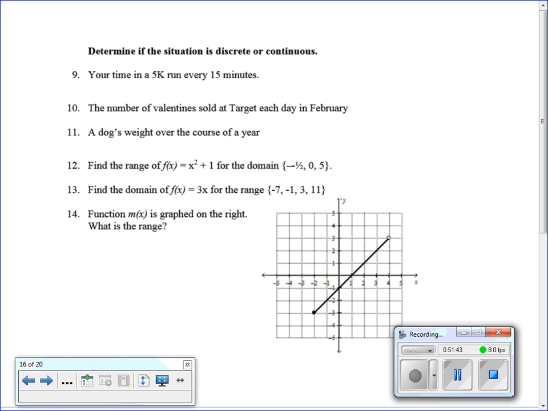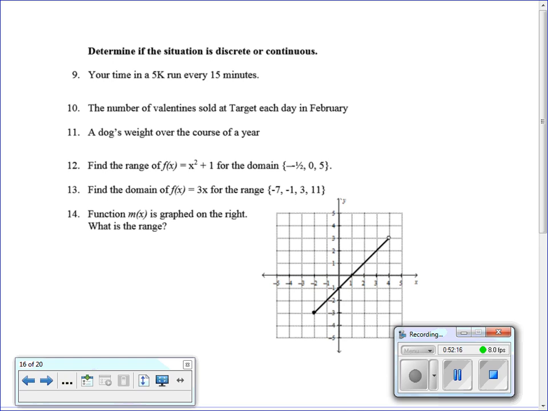When we look at 10, it says the number of Valentine's cards sold at Target each day of February. Well, this one would be discrete because you cannot sell a fractional part of a Valentine's Day card. You either sell the whole card or you don't sell any of it. So this would be discrete because you cannot have fractional amounts of cards. When we look at a dog's weight over a course of time in a year, this would be considered continuous because you can have fractional amounts of weight and fractional amounts of a year.